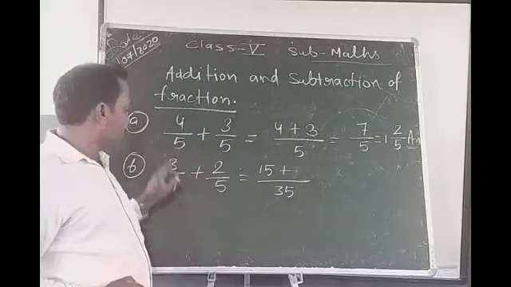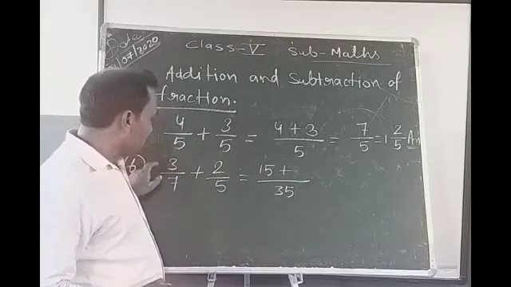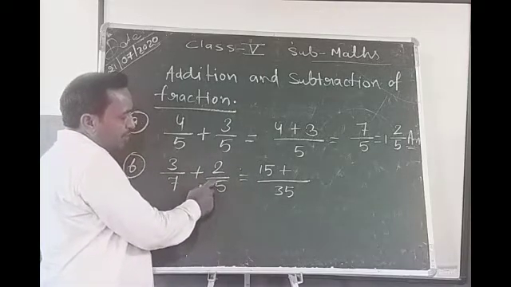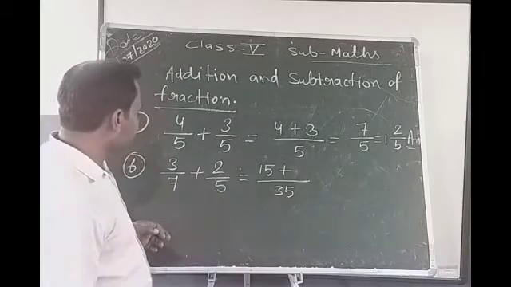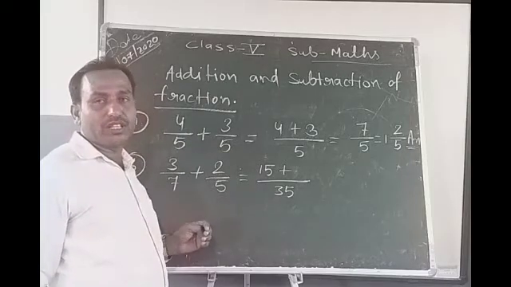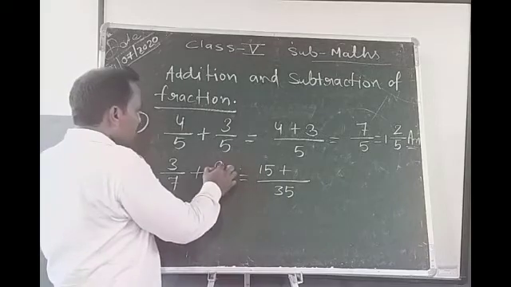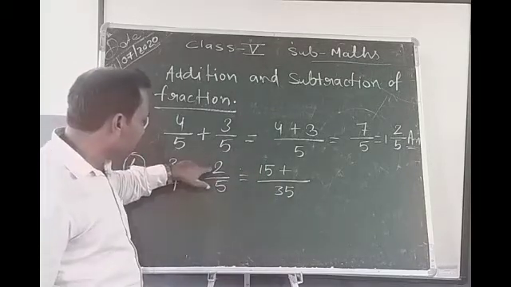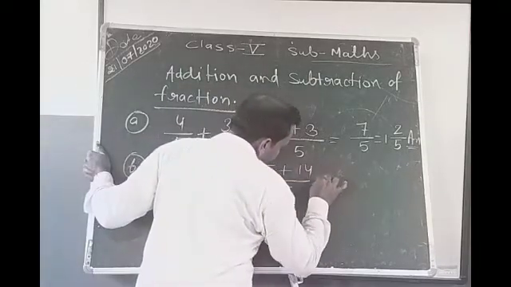2 by 5, here the first term's fractional calculation is completed. Now the second term, 2 by 5. Denominator 5, so again divide 5 into 35. How many times is it coming? 7 times. When you read the 5 table, 7 times gives 35. Now 7 into 2 equals what? 7 times 2 is 14, so you write here 14.